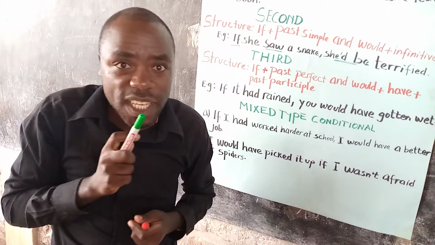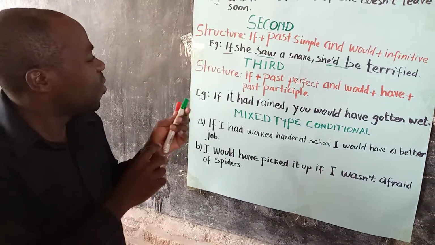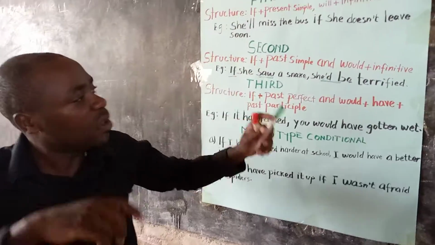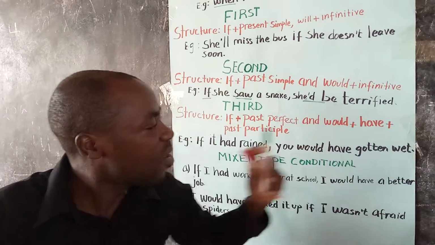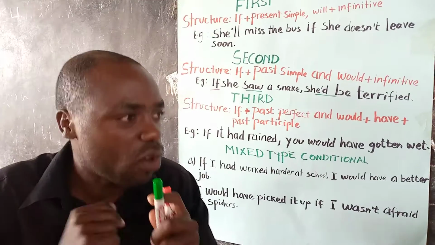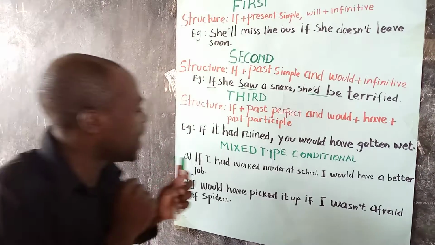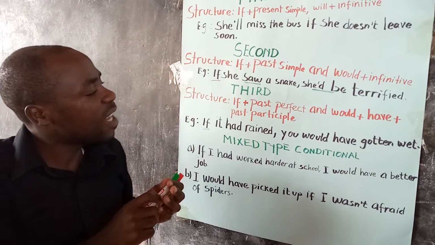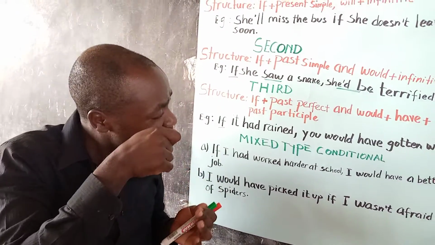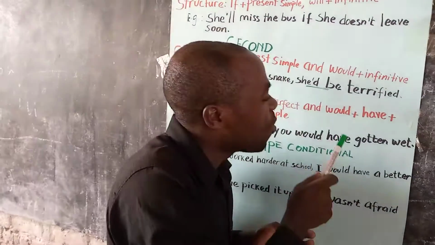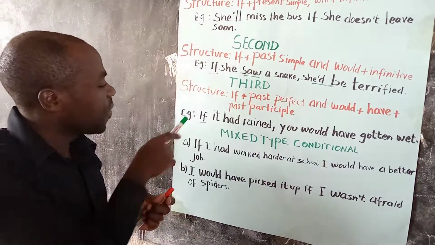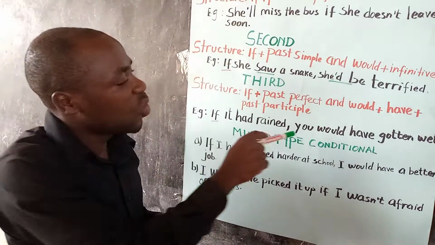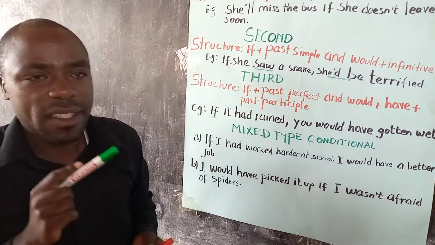Right. So we have the third conditional sentence. The third conditional sentence has a structure which is if plus past perfect that will change to would plus have plus past participle. An example is: if it had rained, you would have gotten wet. Again, if it had rained, you would have gotten wet.